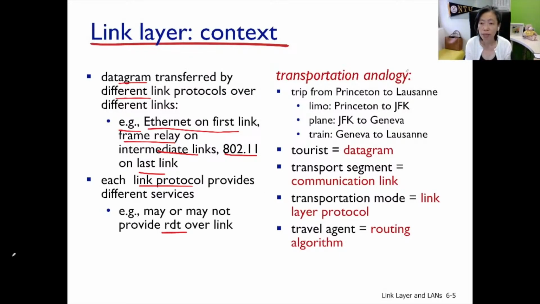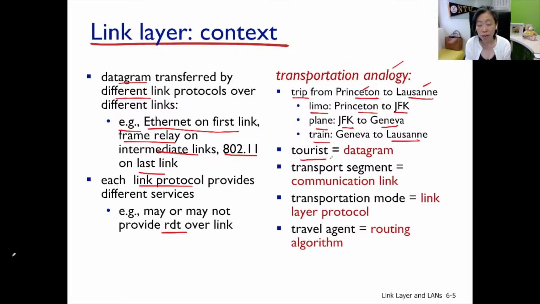Here I'm using an analogy, transporting people, to compare with transporting packets over the internet. Let's suppose we are taking a trip from Princeton to Lausanne, the source and destination. What might happen is this: you take a taxi from Princeton to JFK, the airport, and then you take a plane from JFK to Geneva airport. And then from Geneva, you take a train to Lausanne. Right?